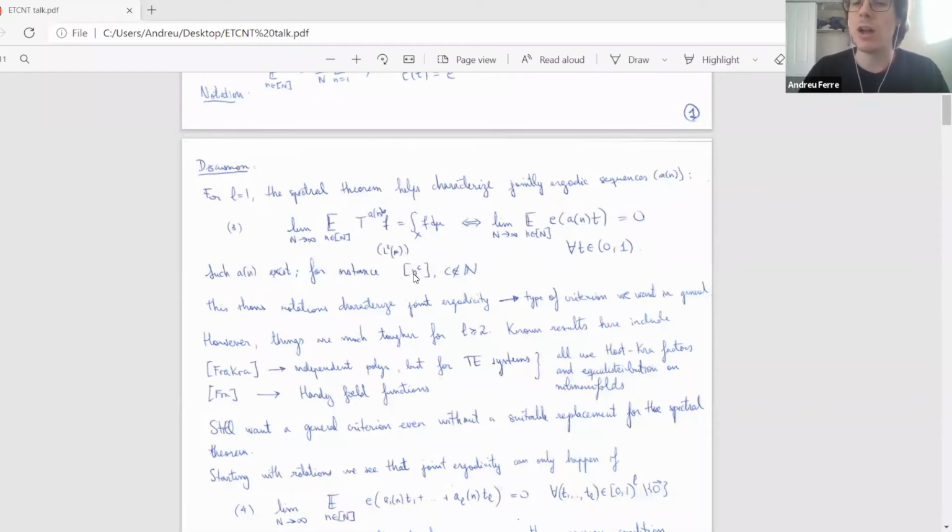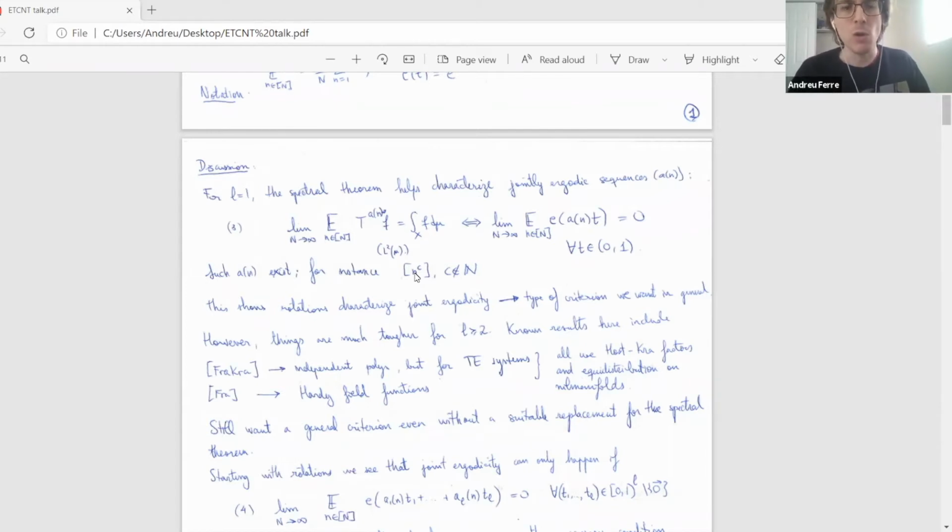And some of the results are also true if you go along primes, just for the sake of the argument. But now, of course, the real interesting part starts when we have more than one function, right? So L bigger than or equal to 2 is what's missing this criterion. And of course, the reason is that we don't have a spectral theorem for this kind of expression.